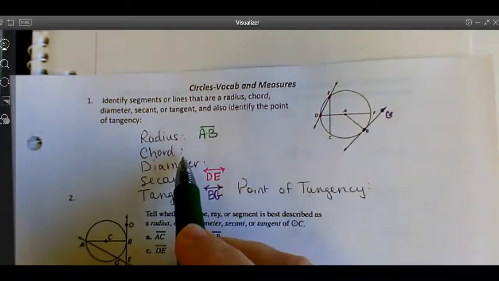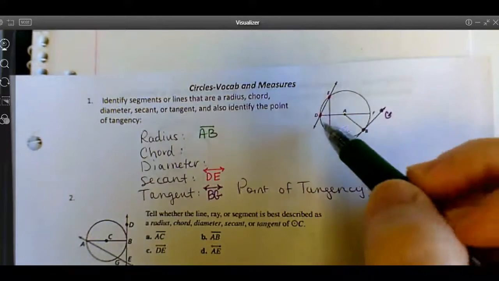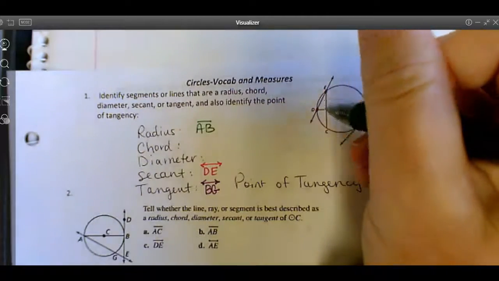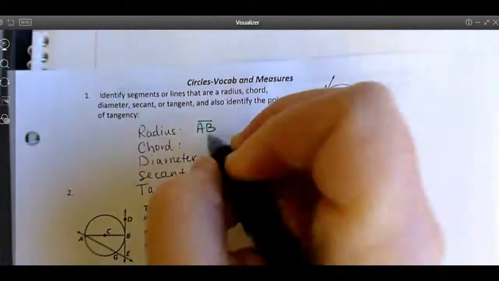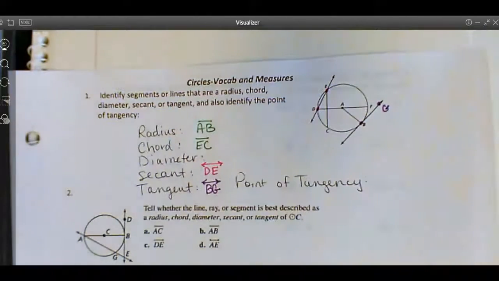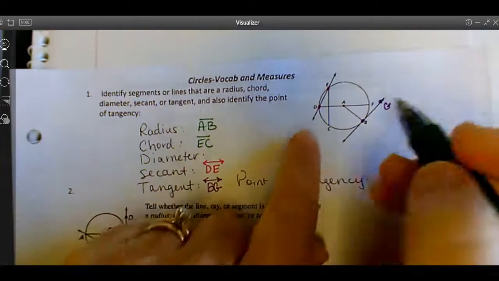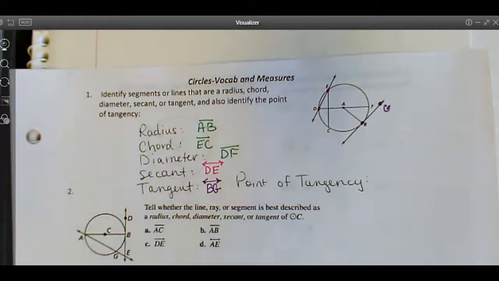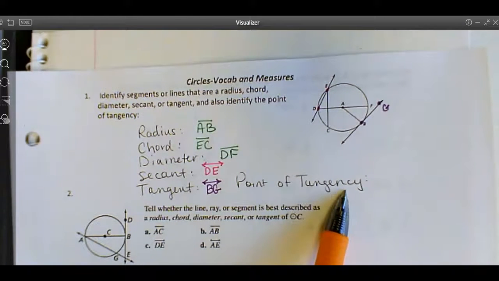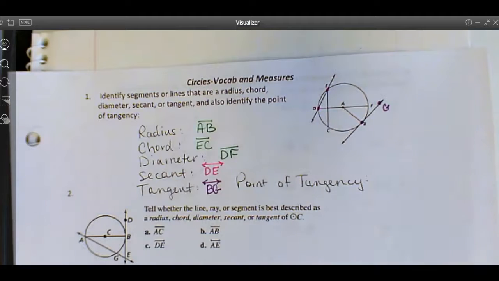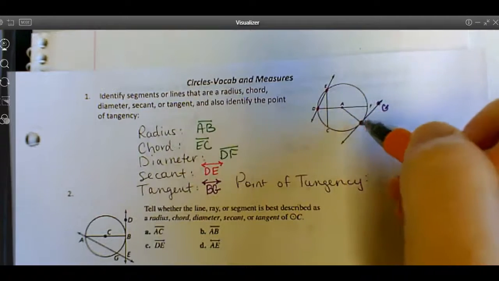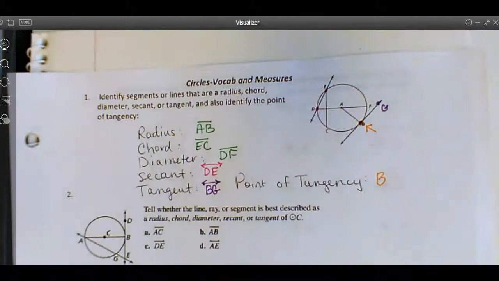Okay, a chord would be connecting 2 points on the circle, but it doesn't keep going like these right here. It just kind of stops. So this right here would be a chord, EC. A diameter goes from one point on the end of the circle to another point, but it also goes through the center. So that would be DF. Last thing it asked me to find was the point of tangency, and the point of tangency was the point where the tangent line and the circle met. And that was this point right here, because that's the tangent line, that's the circle, they meet right there, so B is the point of tangency.